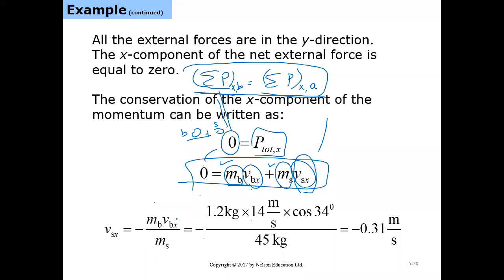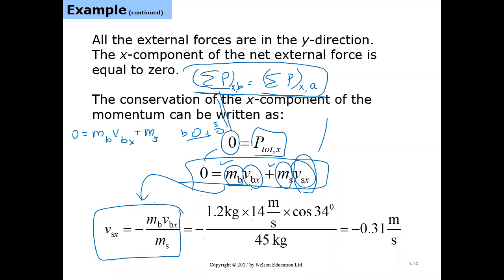So now do you understand how we get from this to this algebra? Can I skip that part? It's okay, you want me to show it? Okay. All right. So here, 0 is equal to MB VBX plus MS VSX. Now I'm going to take one term to the other side.